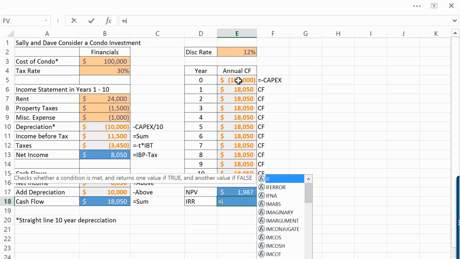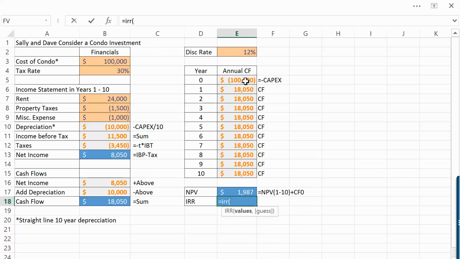And I can take an IRR of that investment and see that I'm making a 12.48% return. Now again, if I were to put 12.48 here, the NPV would go to 0. That's the definition of the IRR.